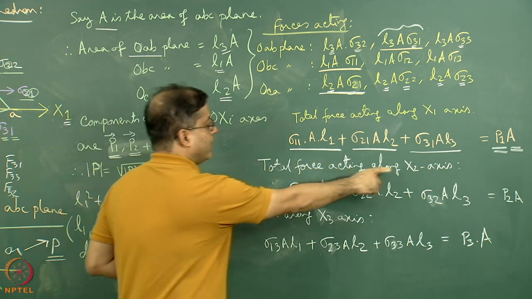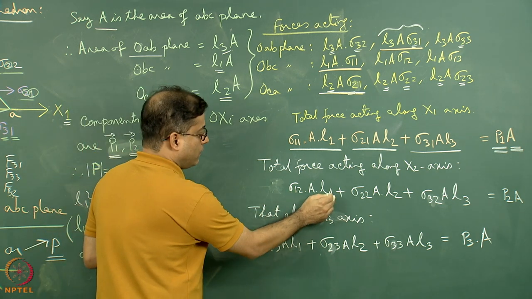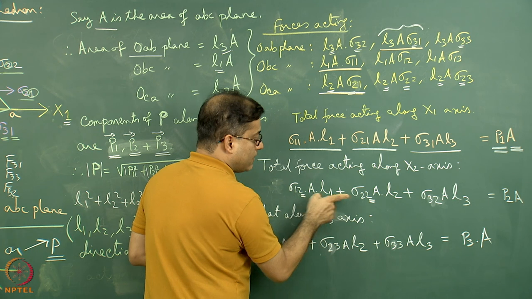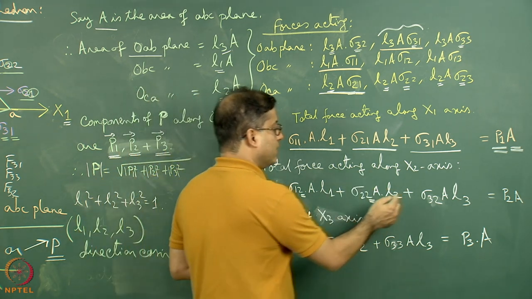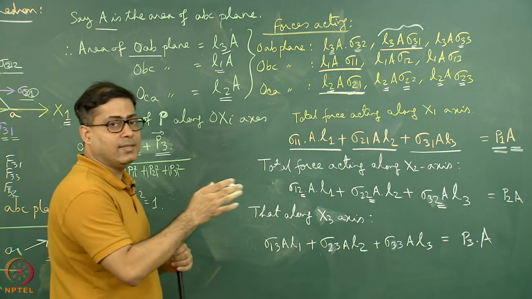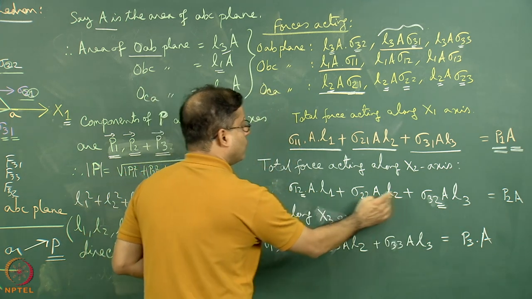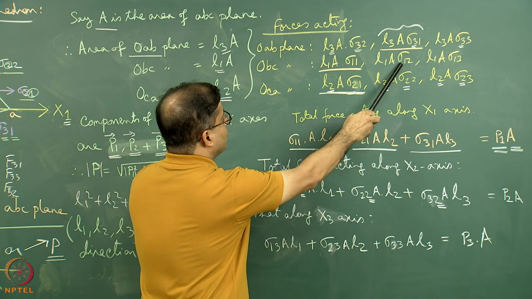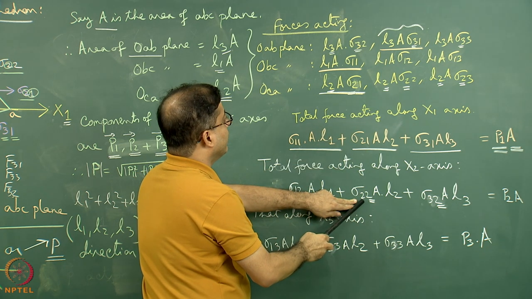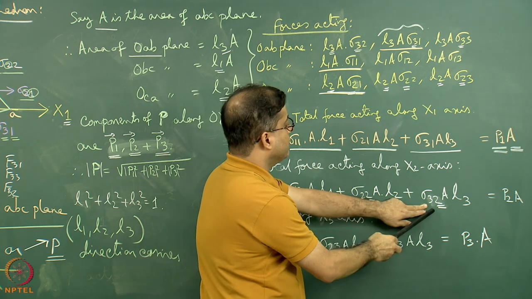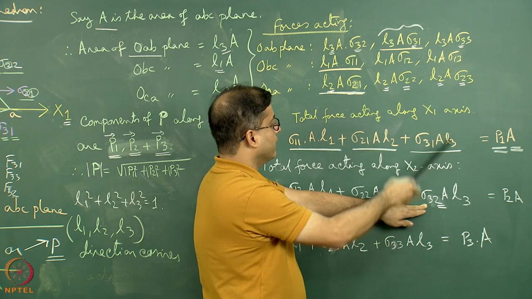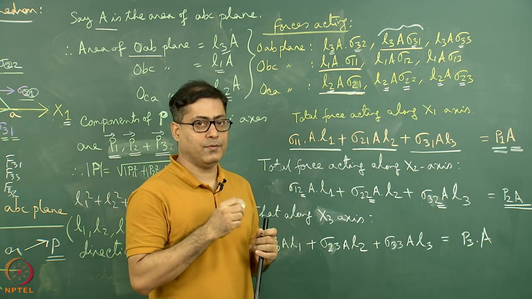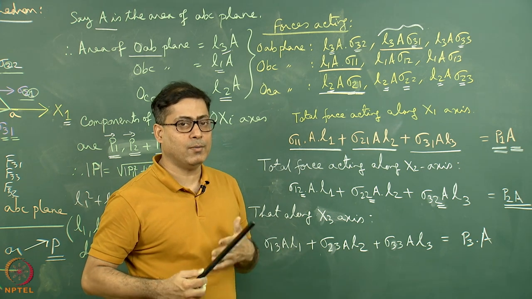Similarly, the total force acting along the x2 axis can be worked out. It is here sigma 12 AL1, note this 2 means along direction 2, this is the force acting, plus sigma 22 AL2, this 2 indicates this force is acting towards direction 2, plus sigma 32 AL3, note this 2 again indicates along the direction 2, this amount of force is acting. From where I got this information? From here we have picked up. Sigma 12 AL1 is picked up from here, plus sigma 22 AL2, plus sigma 32 AL3 is picked up from there. So that is equal to P2A. What is P2A? Due to the application of the P2 amount of stress along direction 2, P2A is the amount of force that is applied.